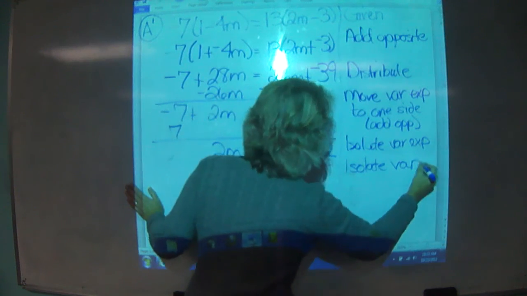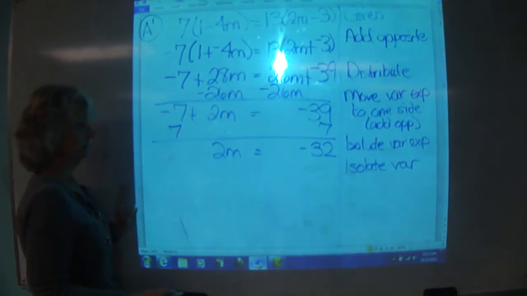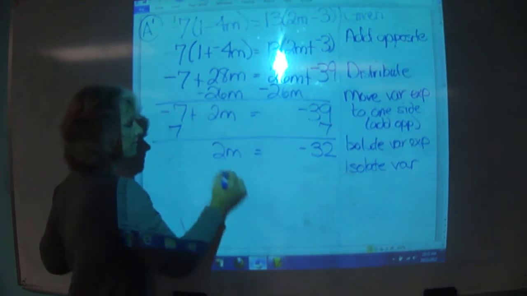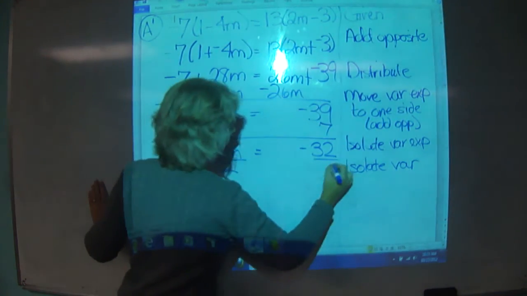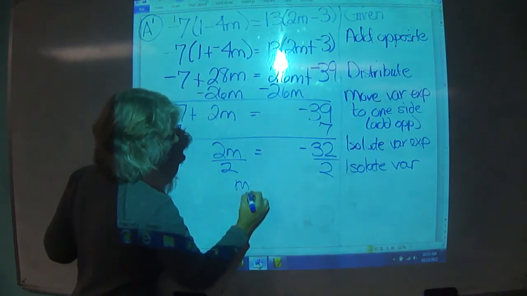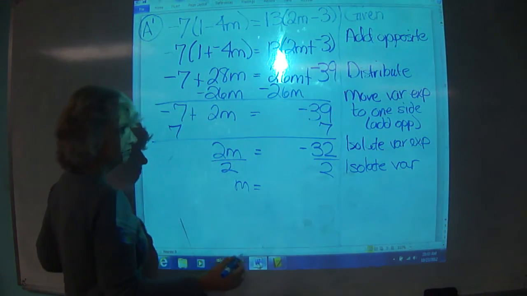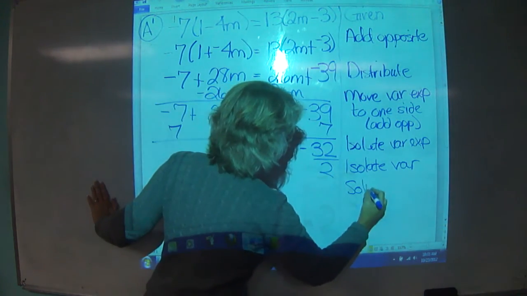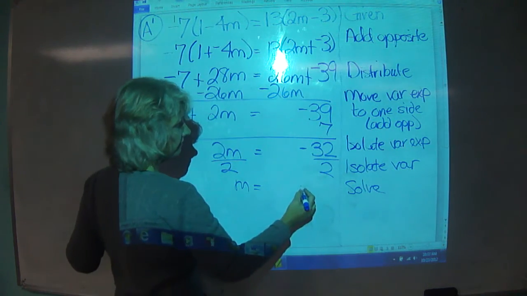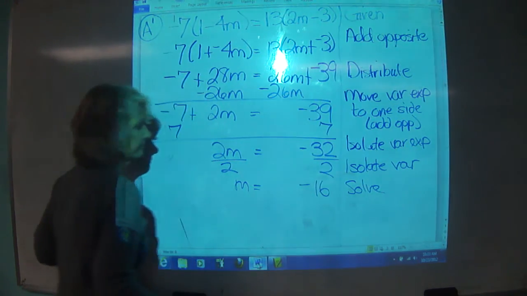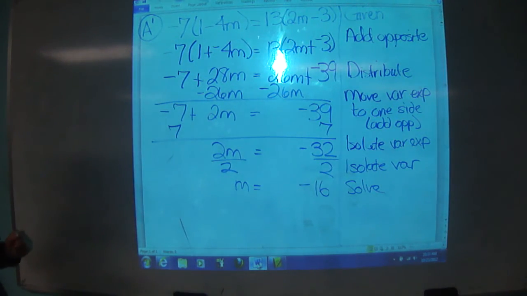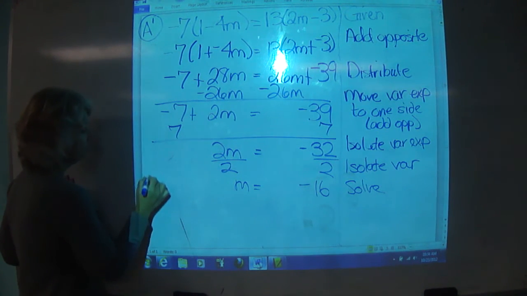And how do I do that? Divide both sides by 2. So m equals, what does m equal? And then I solve. Negative 16. M equals negative 16. Then go back to the original problem. So then do your check.